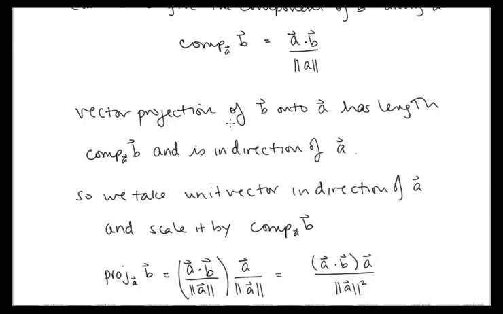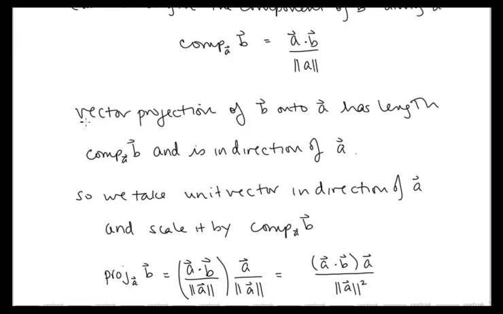Vector projection of B onto A has length component of B along A and is in direction of vector A. So we take a unit vector in direction of vector A, so that's going to be A over its length, and scale it by the component of B along A. So I'm scaling it by this, and then just simplifying looks like this. Remember that A dot B, these are vectors, so this is a scalar, and this is scalar multiplication of A, and then divided by the length of A squared. And that's the projection vector of B onto A.